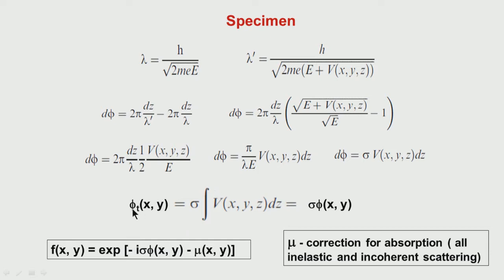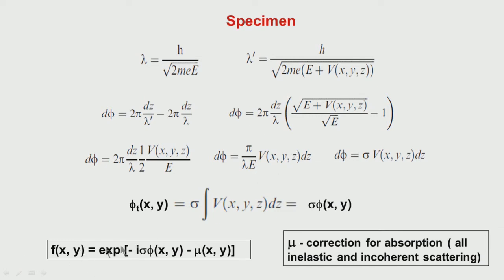Okay. Now, we integrate this over the full thickness, then we get the phase difference. If this is the thickness of the sample, then that integration will give you the total phase change which is occurring at the back of the sample. So, that will turn out to be nothing but sigma into this integral, written as phi x y. This sigma is nothing but pi by lambda E. The details you can see in the standard textbooks.